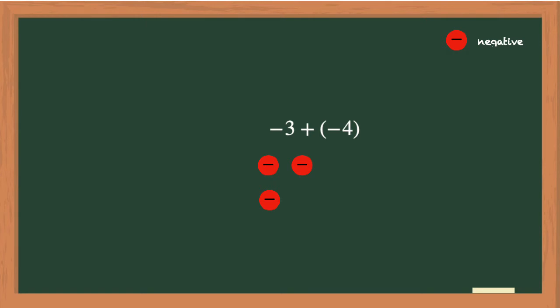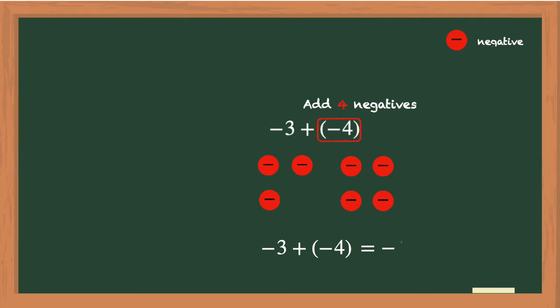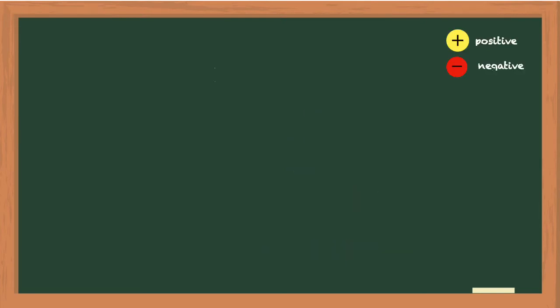Then I will look at the next term in the expression. This part of the expression means that I will need to add 4 more negative counters. 1, 2, 3, 4. Now we just need to count up all of the counters, and that will be the answer to this expression. I count up 7 negatives, so I know that negative 3 plus negative 4 is equal to negative 7.